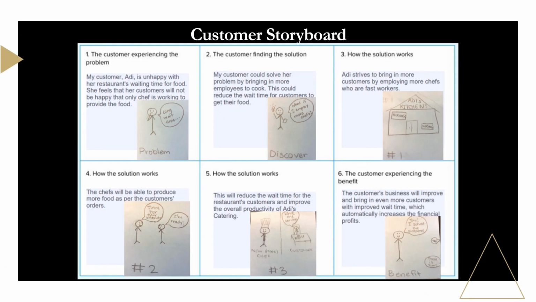This is the customer storyboard for Addie's Kitchen. The first step is the customer experiencing the problem, as you can see in the visual and the writing. The second step is the customer finding the solution. As you can see in the visual, the customer discovers a new solution. The third to fifth boxes describe how the solution works. And the sixth box describes the result of the solution and how the customer benefits.